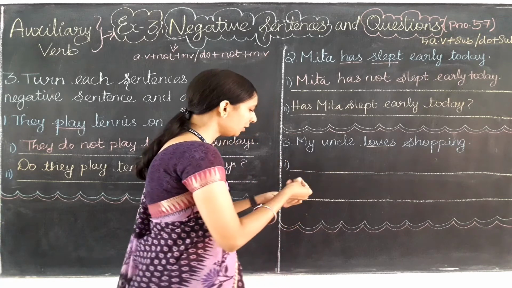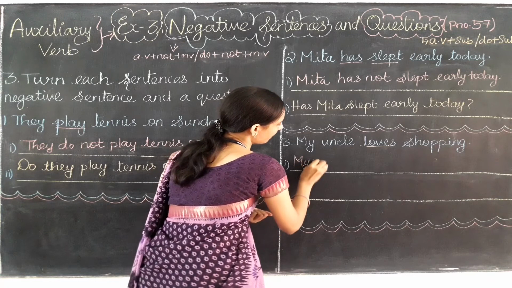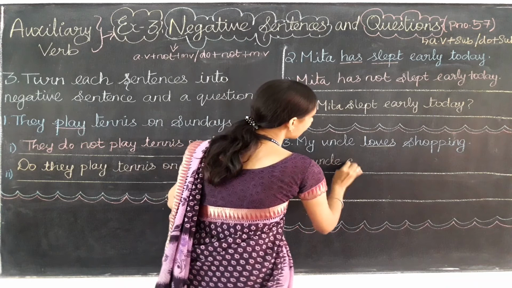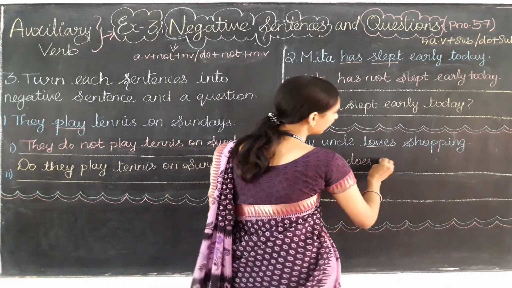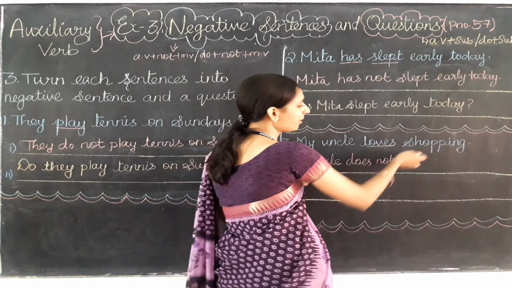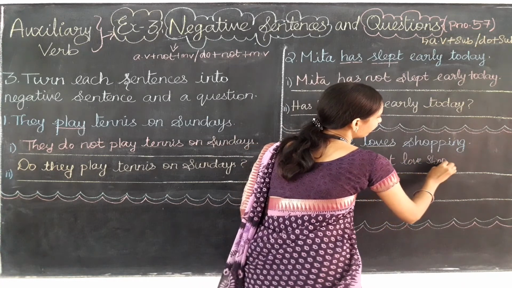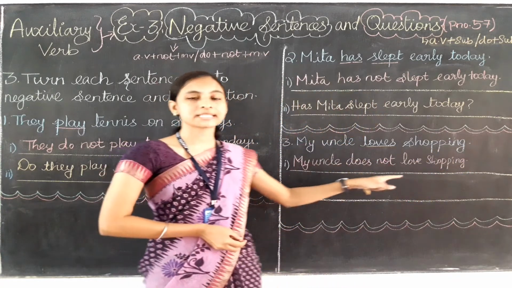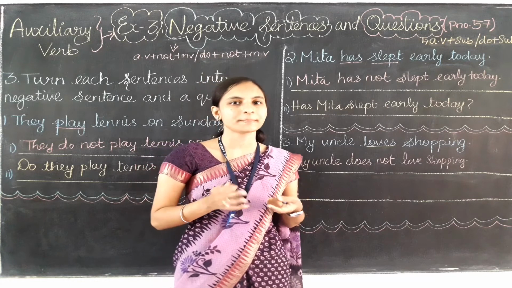So here I am going to write the subject as it is, that is my uncle. The do form verb, that is does. Then what do I need to write to make the negative? Yes, not. My uncle does not. Then love shopping will come as it is, love shopping. My uncle does not love shopping is the negative sentence. என்னுடைய அங்கிளுக்கு ஷாப்பிங் பண்றது பிடிக்காது.